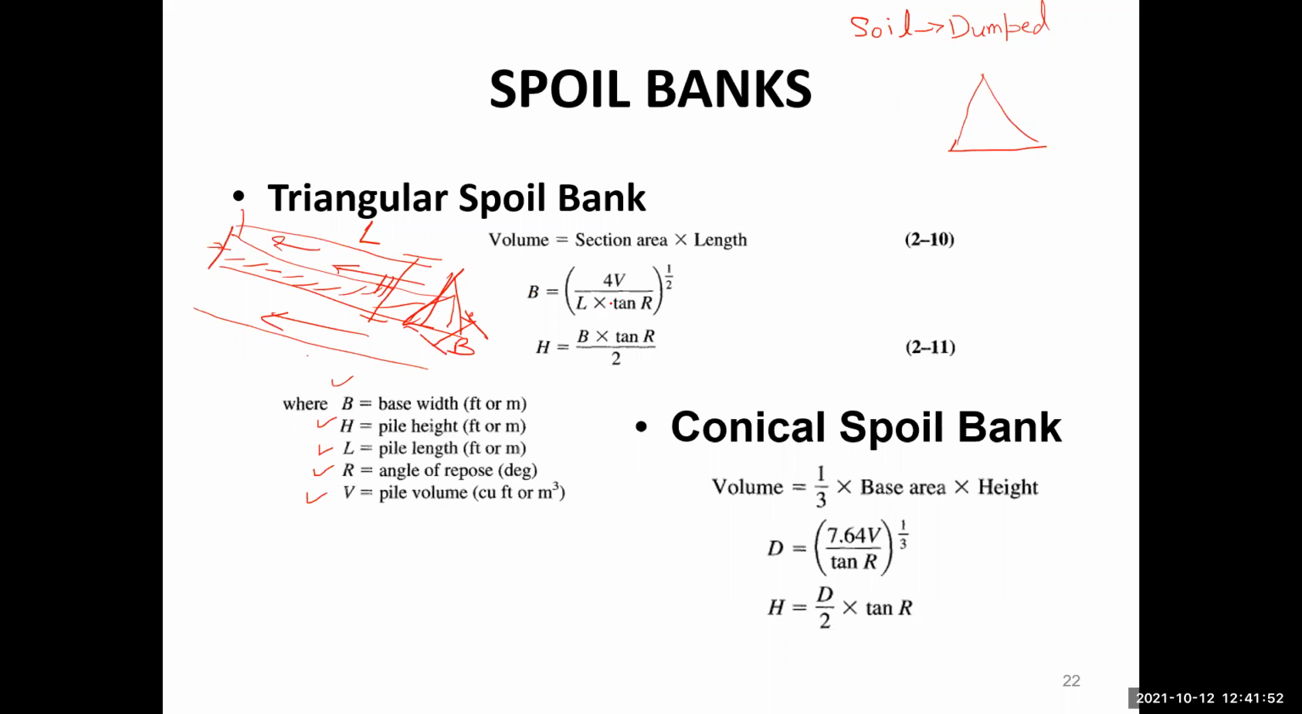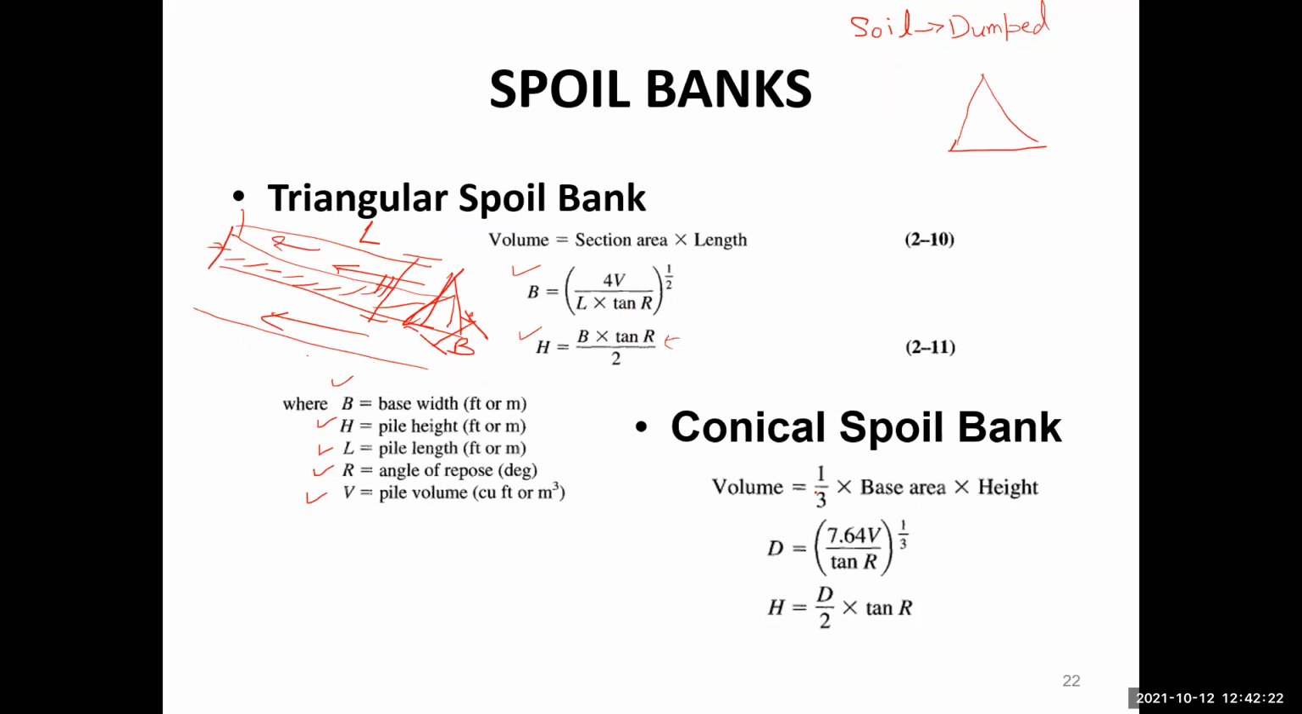So if we know the width, height, and the length, then we can easily find the total volume, or if we already know the total volume, then we can find the width of the spoil bank and the height of the spoil bank. And angle of repose, we can just estimate from experimentation or from the typical values given in the table. So tangent of that angle will be used in the calculations.